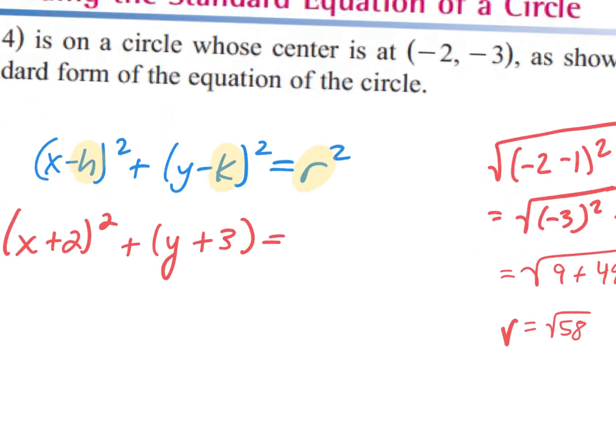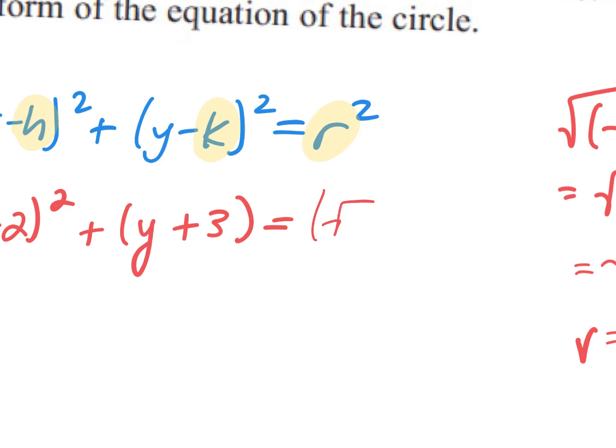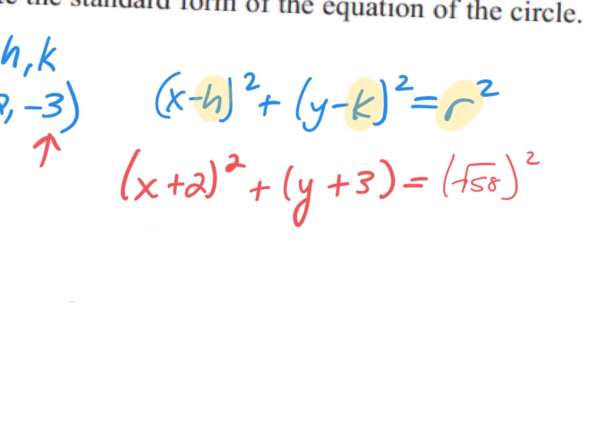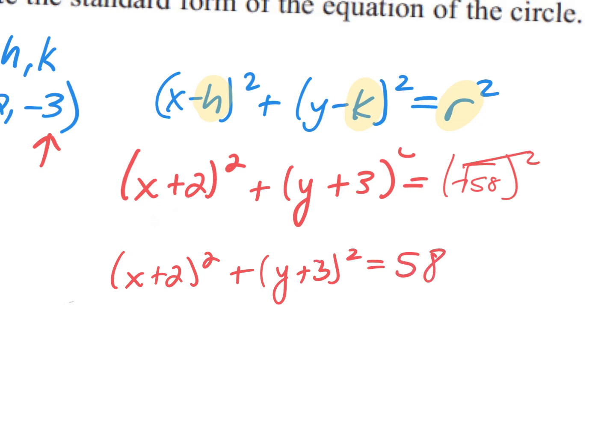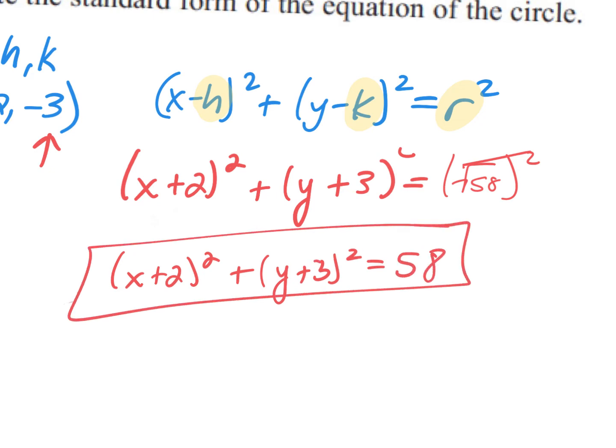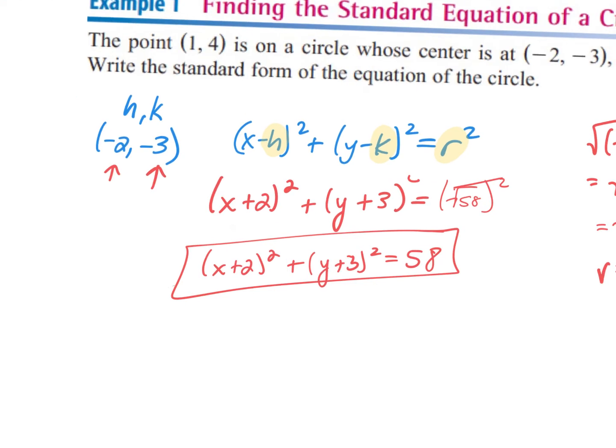So when I plug that into this formula here, do you guys agree that I have the square root of 58 squared, correct? Is that simplified? What happens when you square a square root? It disappears, right? So this equation of your circle is x plus 2 squared plus y plus 3 squared equals 58. So in order to write the equation of the circle in standard form, you need to have two things. You have to have the center, which is your h and your k, and you have to have your radius.